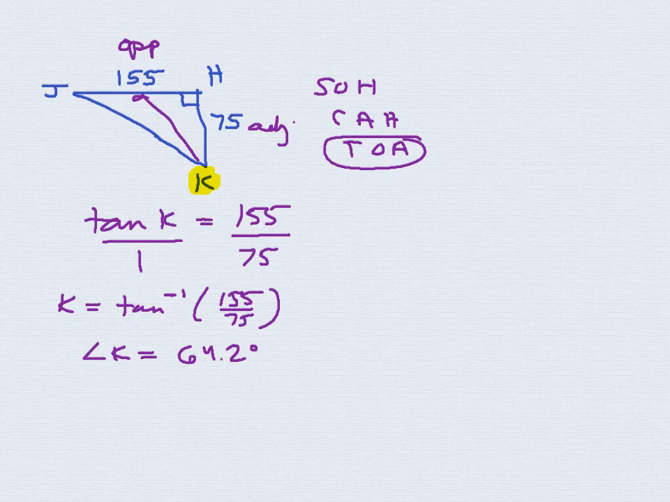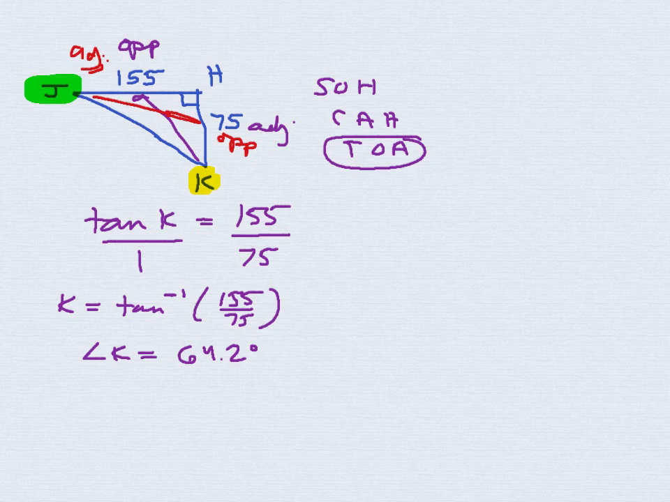And you can find angle J if you want to subtract that from 90. If you want the trig practice, we can do angle J the real way, the good way, the no cheating way. The way to find angle J without cheating would be to say that 75 would be the opposite and 155 would be the adjacent to angle J. So we could do this.